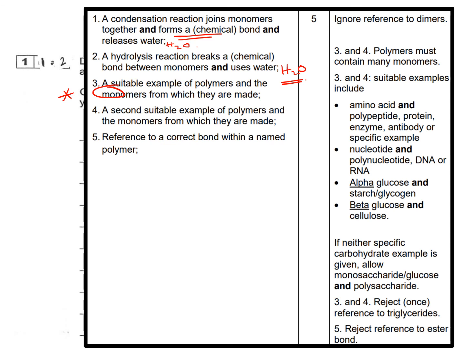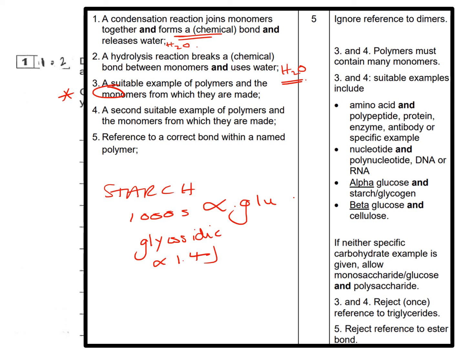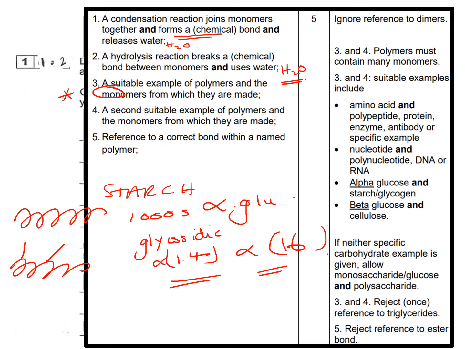Examples then of polymers include starch, which is made from thousands of alpha glucose, and starch has glycosidic bonds, but be careful, it has alpha 1 to 4 and alpha 1 to 6. Okay, so starch is made from amylose and amylopectin. Amylose is a coiled polysaccharide, and the amylopectin has branches coming off it like that. So the 1 to 6 glycosidic bond is the branch point on the amylopectin of starch.